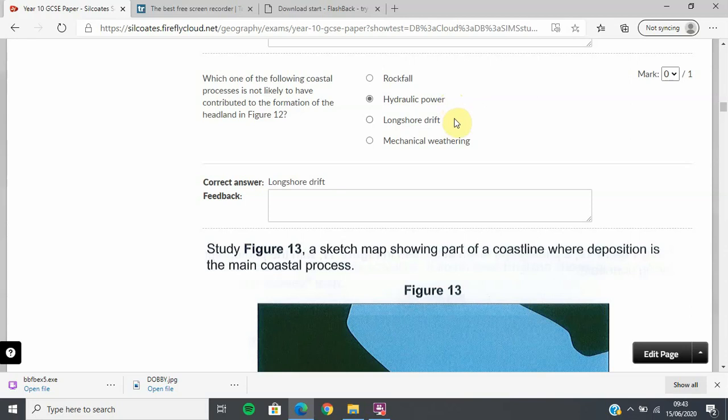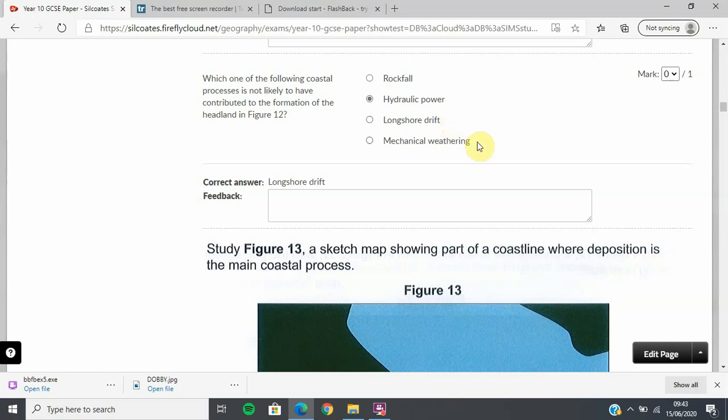Longshore drift, which is the correct answer here. If it's the headland, longshore drift isn't relevant. Now, if it had said the bay or the beach, then we could have maybe talked about longshore drift. But longshore drift is the movement of small sediments, and that's not what the headland is. The headland is a steep, sharp cliff, basically, going out to sea. So that's not going to have been relevant here.